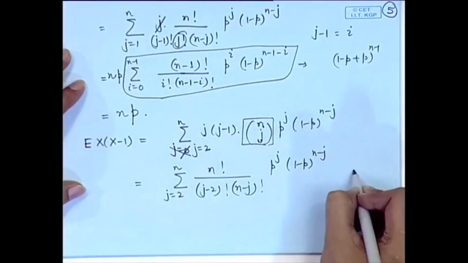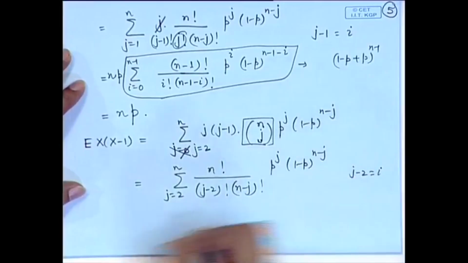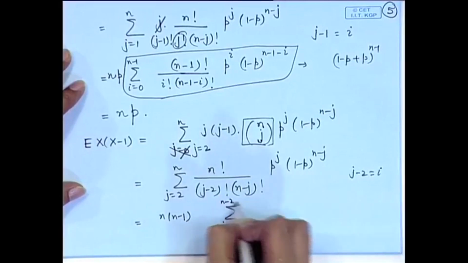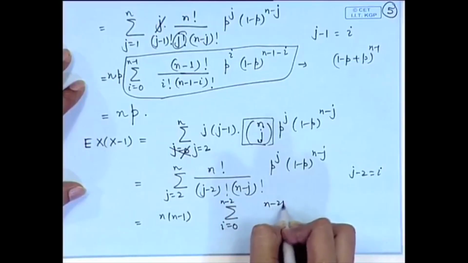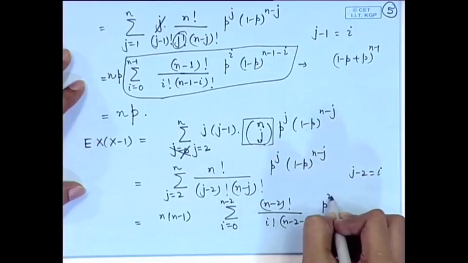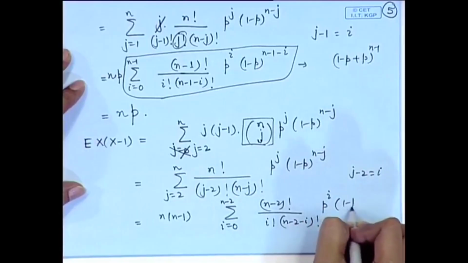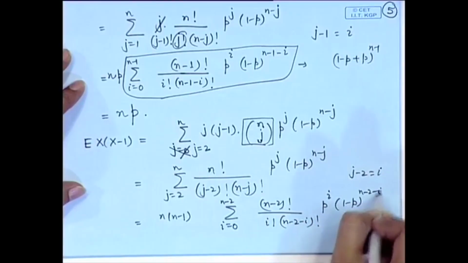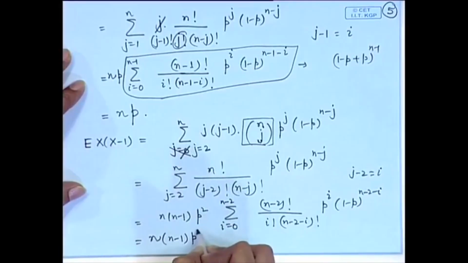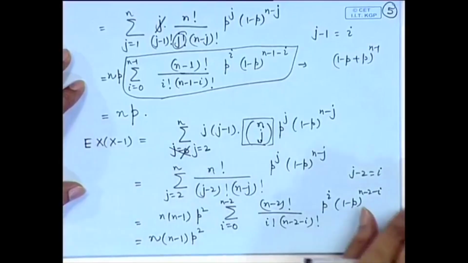So, obviously, we can substitute j minus 2 is equal to i, and this gives us n into n minus 1 sigma i is equal to 0 to n minus 2 of (n minus 2) factorial divided by i factorial (n minus 2 minus i) factorial p to the power i (1 minus p) to the power n minus 2 minus i. So, the p square term has come out. So, the second factorial moment is n into n minus 1 p square.